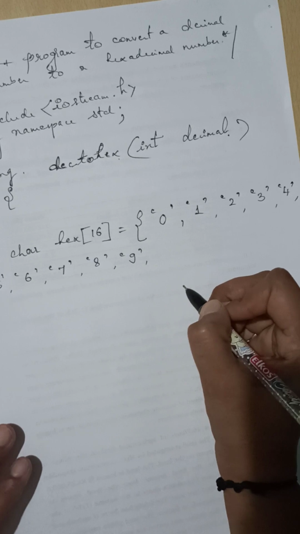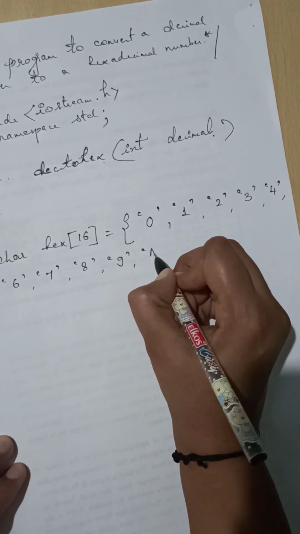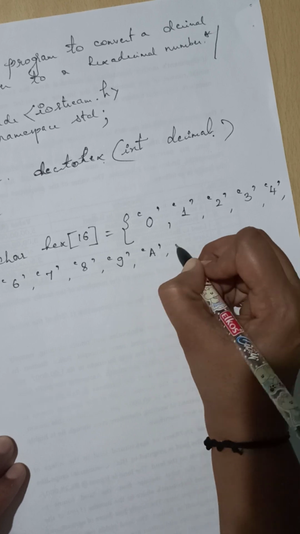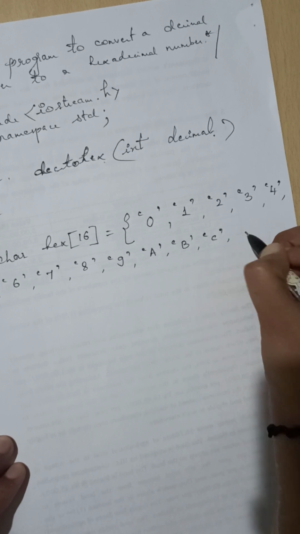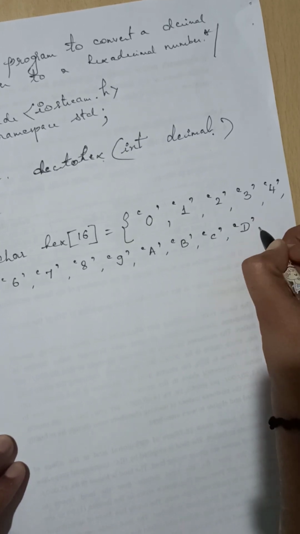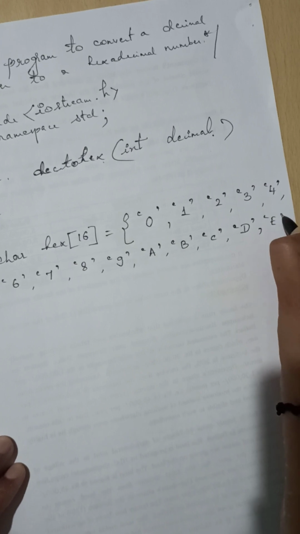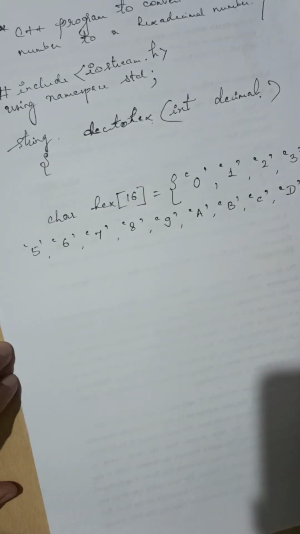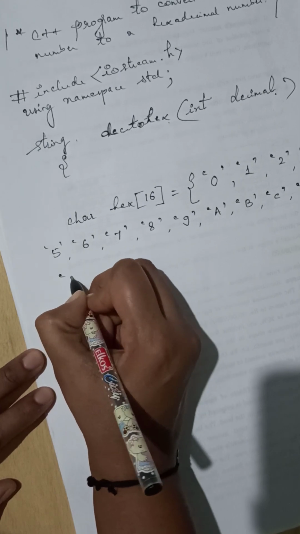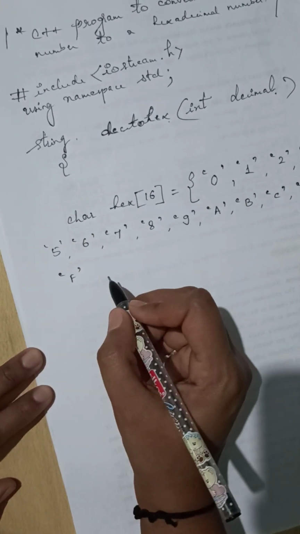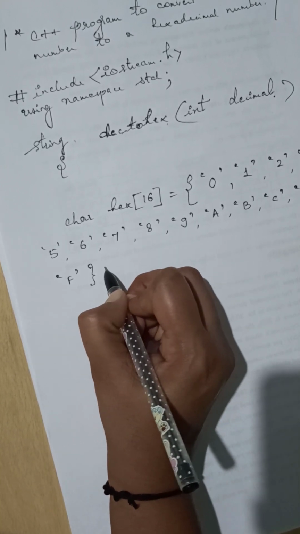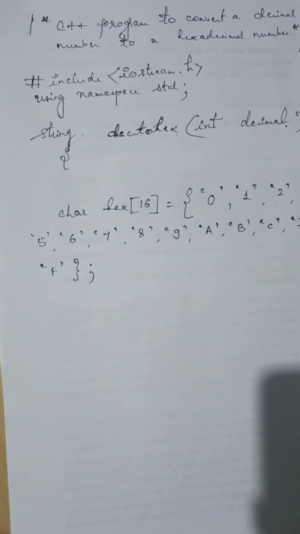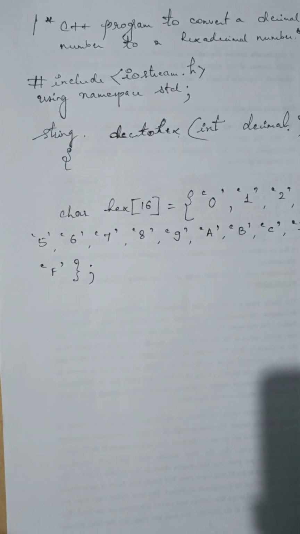So after 9, how do we write 10 in hexadecimal? We will write it as capital A, then B for 11, C for 12, D for 13, E for 14, F for 15. So from 0 to 15 we have 16 digits. So now we can close the curly brace and close the initialization statement with a semicolon. So here is our array.